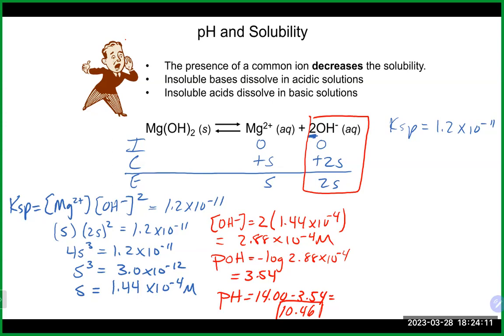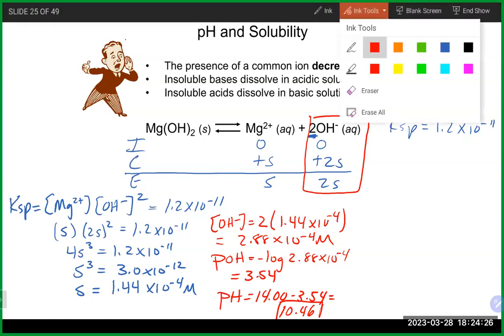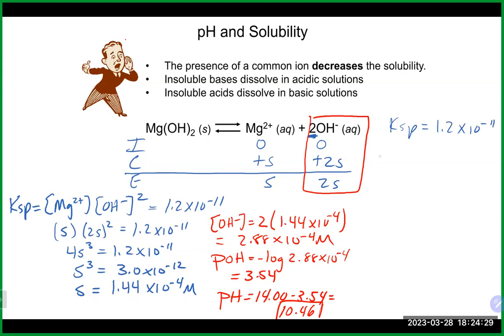So why is knowing that information about the baseline of the solution in terms of its pH important? Let's say, for example, I decided to increase the pH above 10.46. What would happen to the solubility in this case if I brought the pH above 10.46?